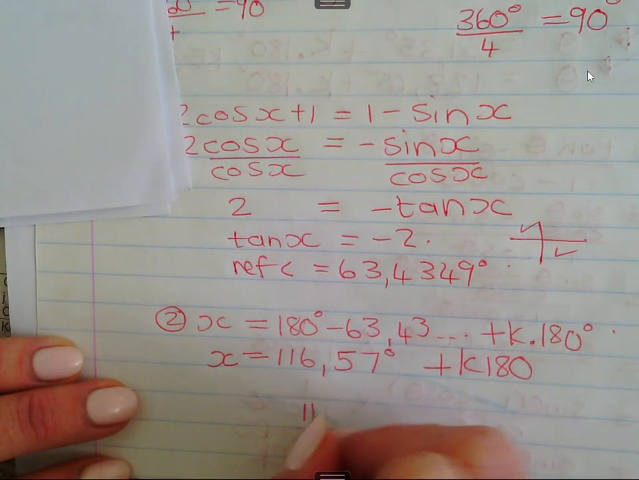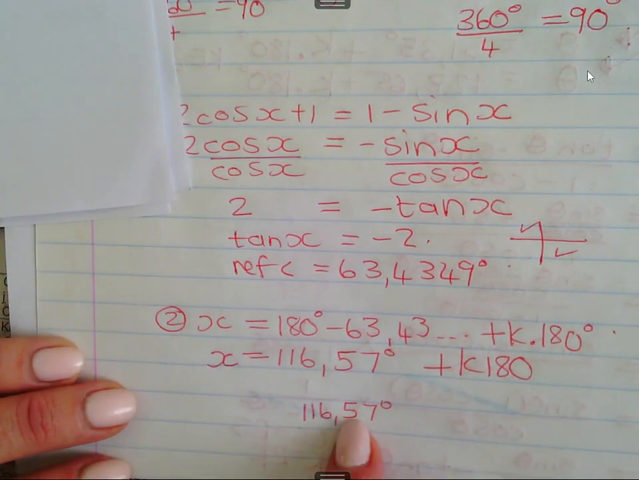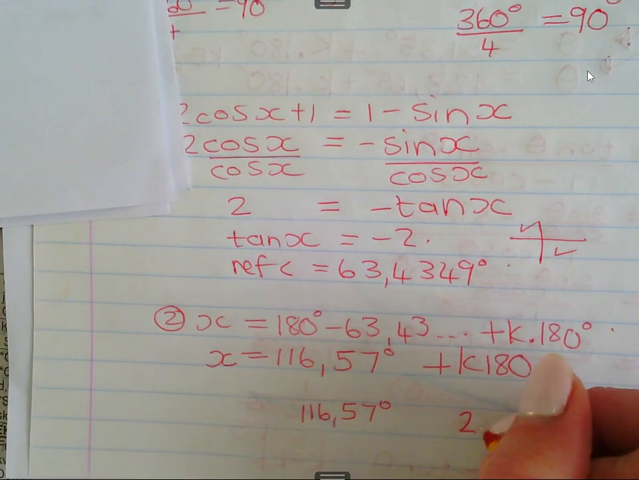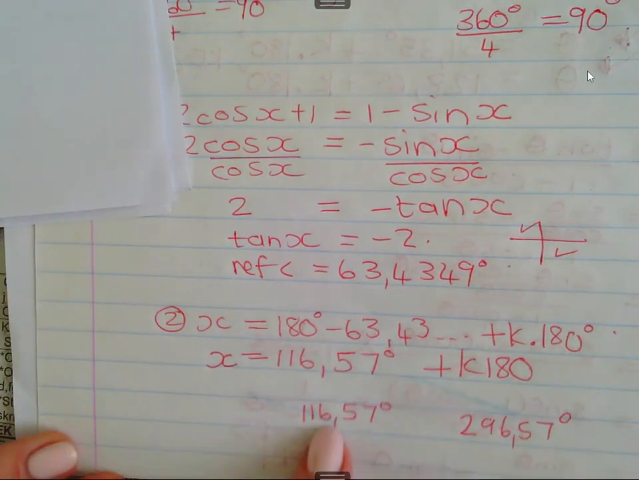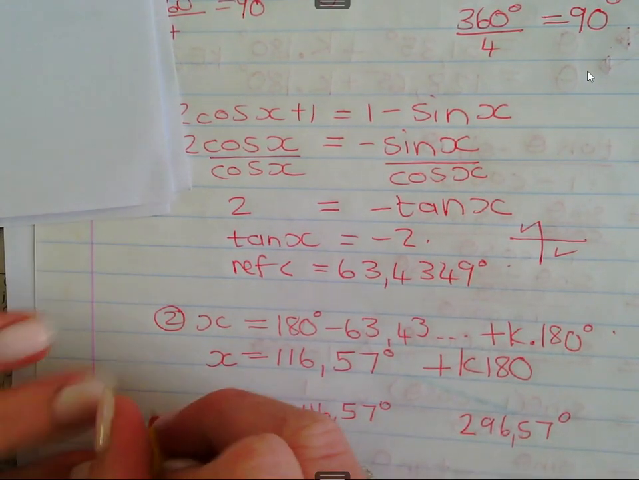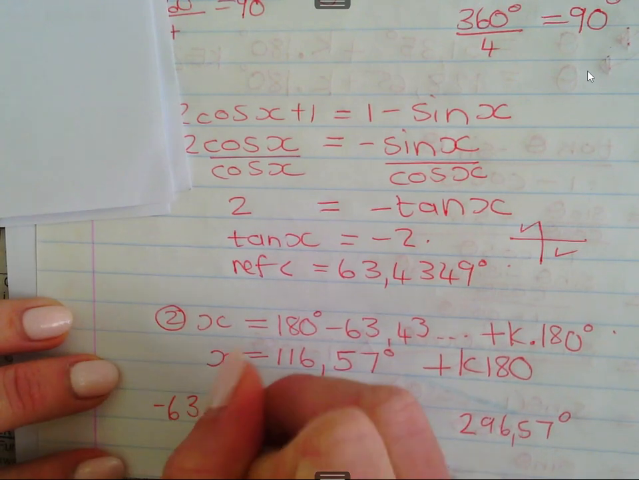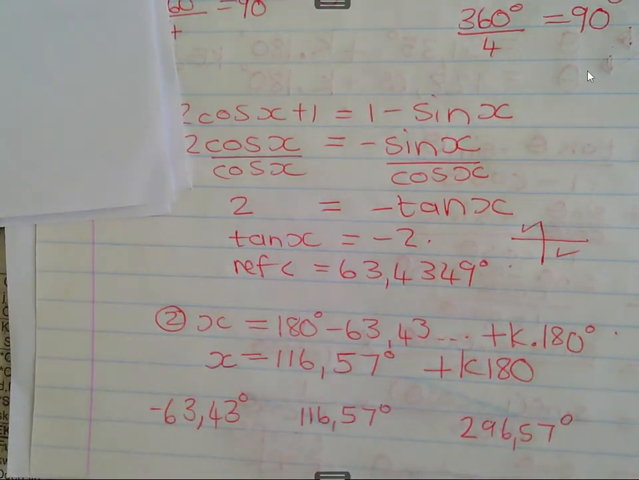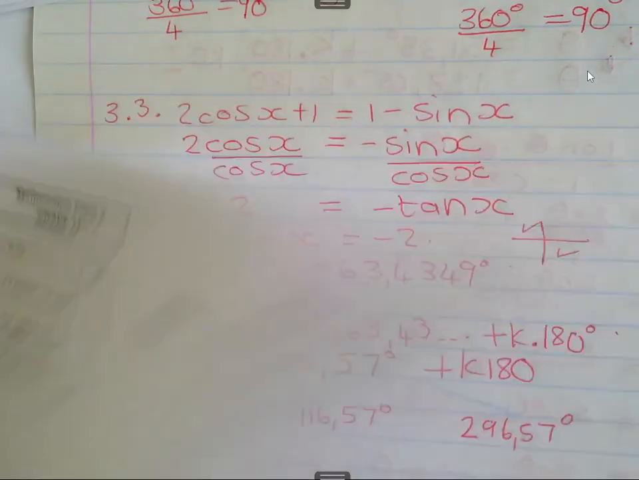So you know, this is one of the answers if you look at your sketch, the other one is 116,57 plus 180, that will be 296,57 degrees, and then you can also subtract 180 degrees to get the other one, which you saw is on the negative side, and that will give you 63,43 degrees. And there you've got all three of the values that you have on your sketch there calculated as well.